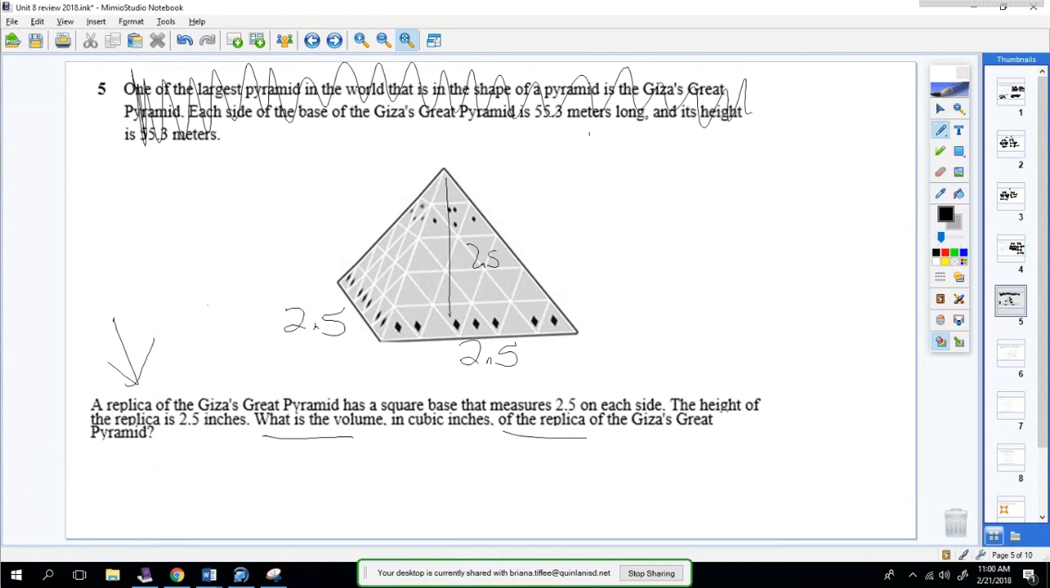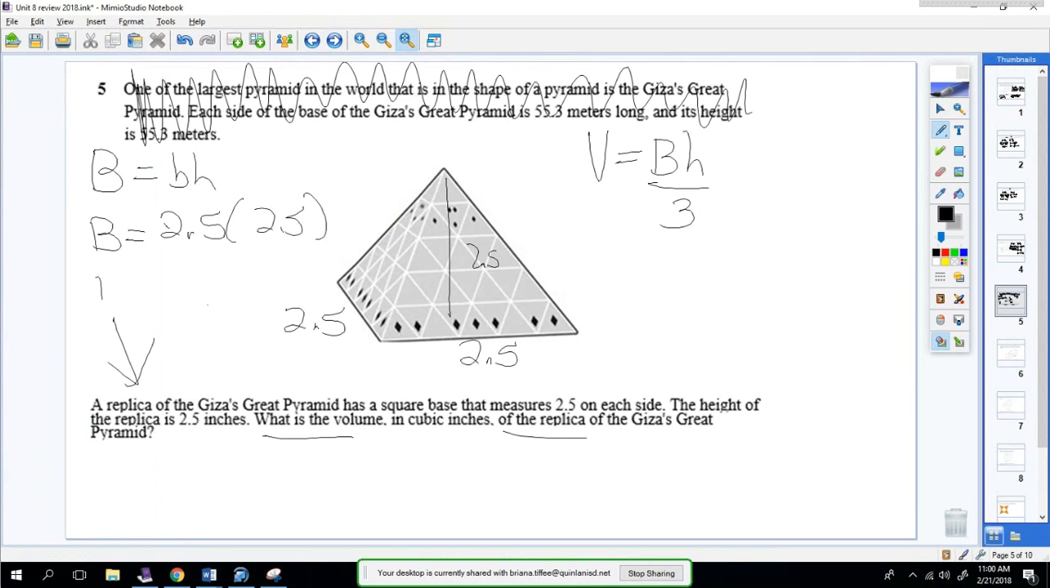So the volume formula for a pyramid is V is equal to big B times H divided by 3. And since big B is a square or a rectangle, you're going to do base times height. So the base is 2.5, and the height of the base is 2.5. So 2.5 times 2.5 is 6.25. So now we're going to plug that in. So you're going to say V is equal to 6.25 times the height, which is also 2.5, divided by 3.